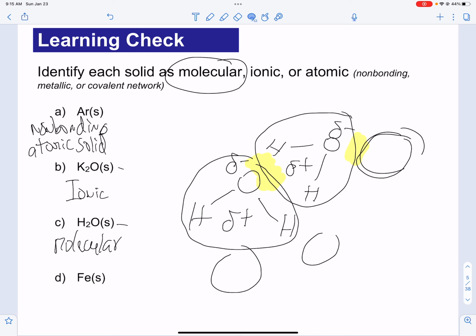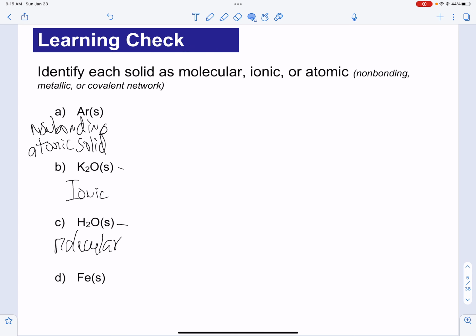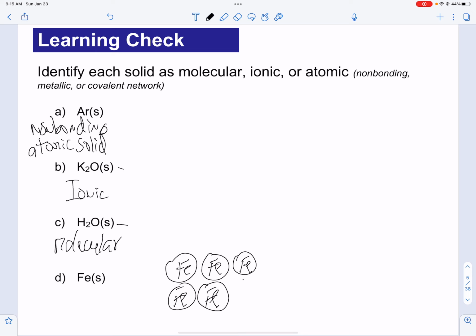And then we have the iron. And what we have here is, like I showed you before, iron with another iron, with another iron, with another iron, and so on, forming a solid when they come together. So this is just one, right? So this is just an atom, but it's a metal. So this is a metallic solid.